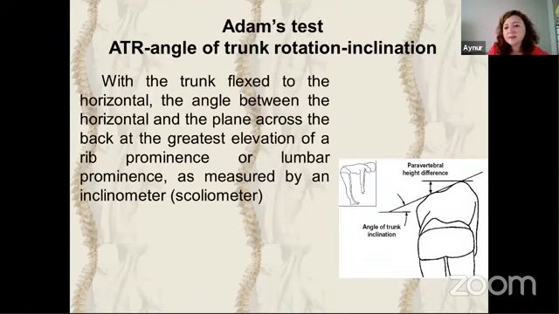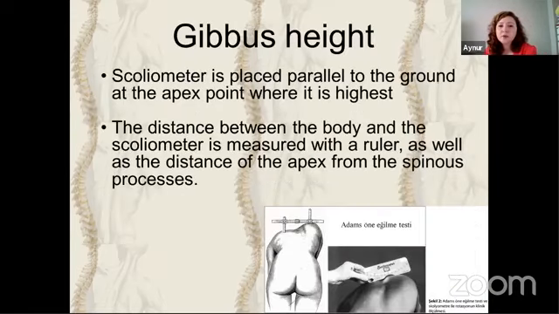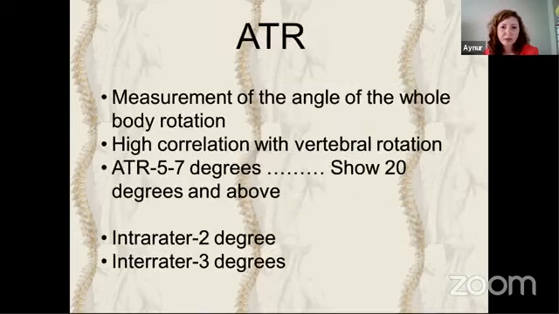What is the ATR? Let's define it. With the trunk flexed to the horizontal, the angle between the horizontal and the plane across the back at the greatest elevation of a rib prominence or lumbar prominence is measured by an inclinometer or scoliometer. The scoliometer is placed parallel to the ground at the apex point where the gibbus is highest. The distance between the body and the scoliometer is measured with a ruler, as well as the distance of the apex from the spinous processes. ATR and gibbus can be evaluated together, at the same time.